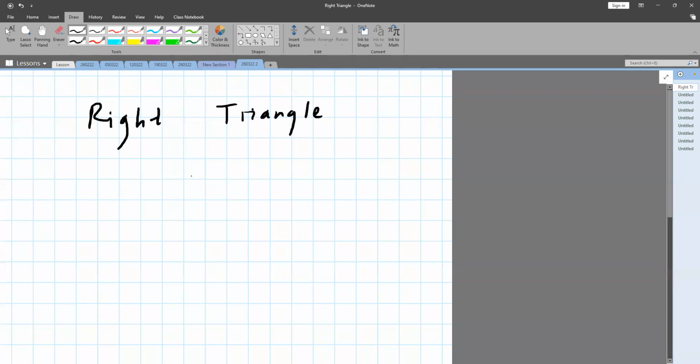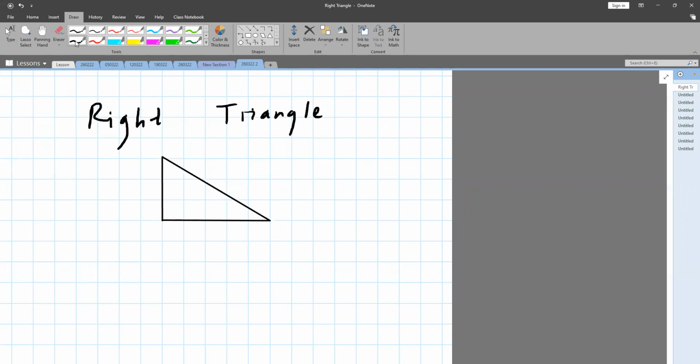Basically, a right triangle is a triangle that has a right angle. So what is a right angle? It's a 90-degree angle. 90 degrees, very good. So if you plot a right triangle, it'll be something like this. You see, we have a right triangle here, and this angle is 90 degrees.